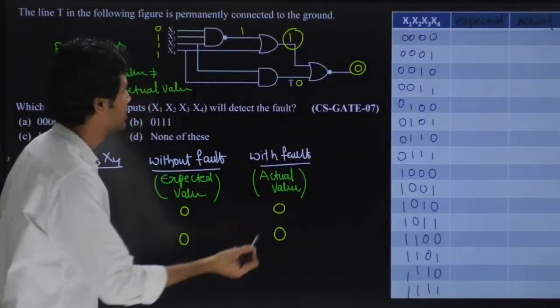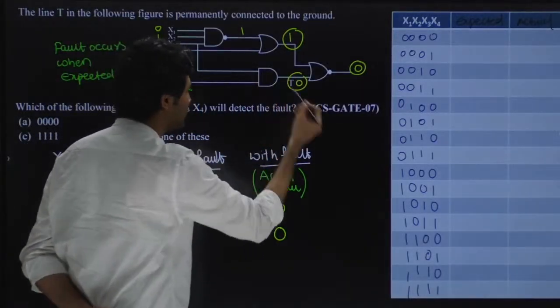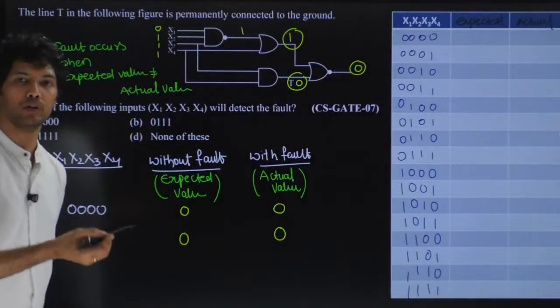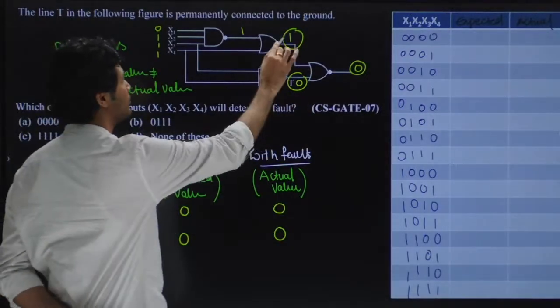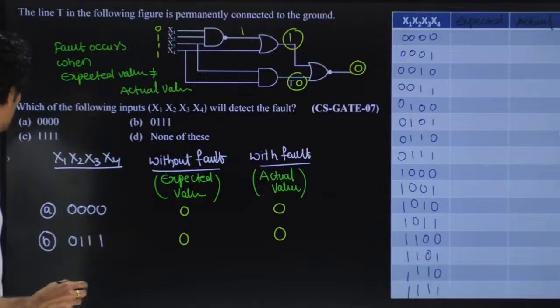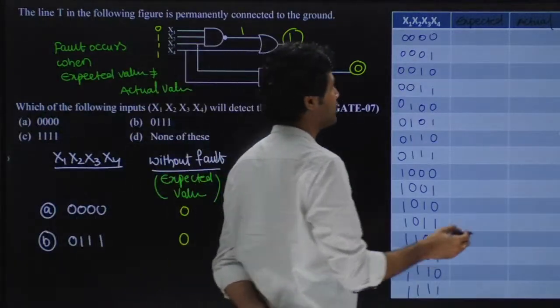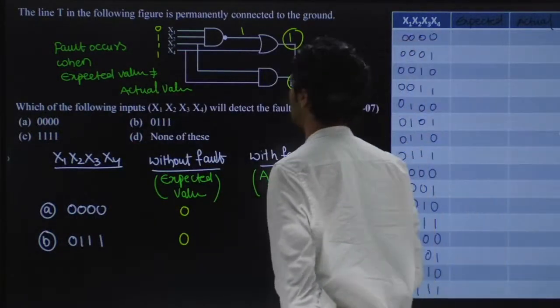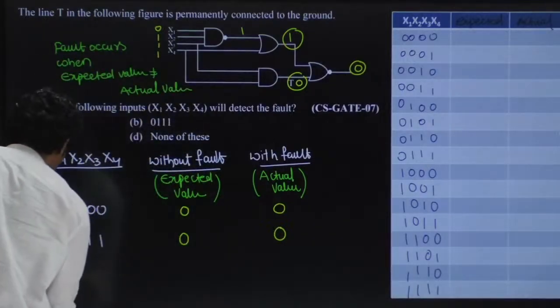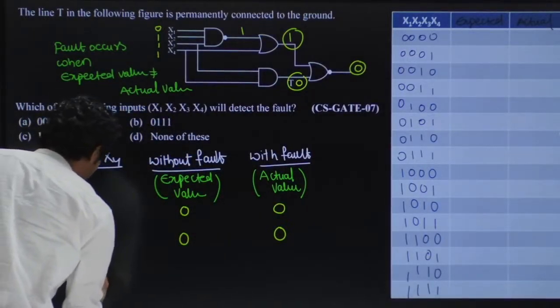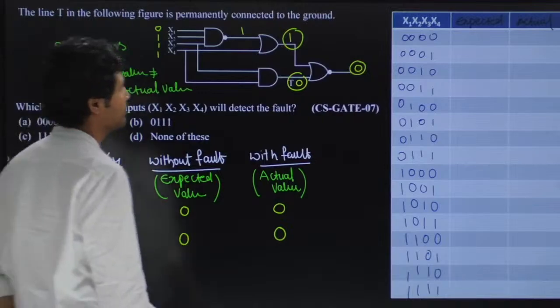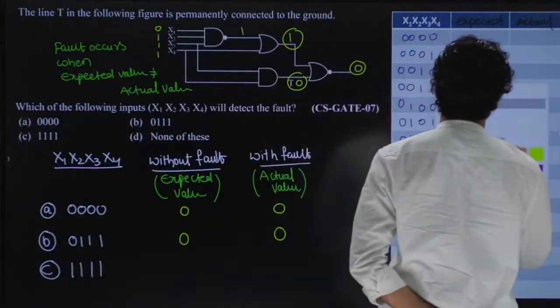Because even with fault, yeah, this is shorted, but will it matter for the output? No, because output is 0 because of this part. Okay. So next option C. We have to verify the other option. What is the option C? Option C says all four ones, 1, 1, 1, 1. So let us go for option C.